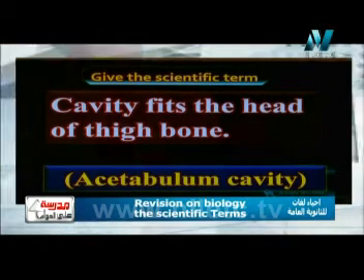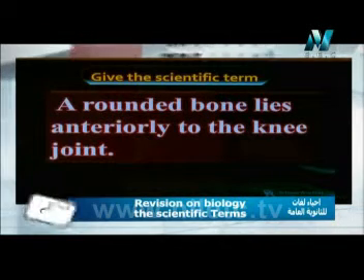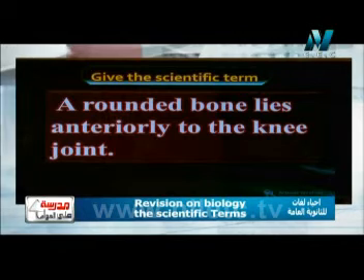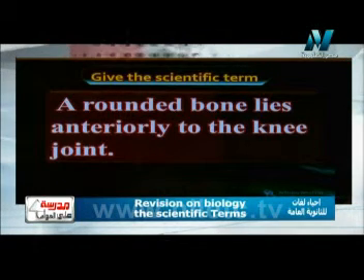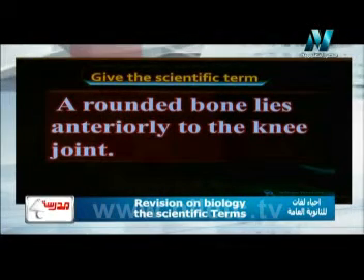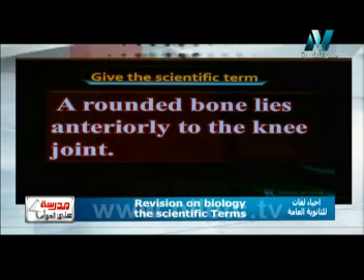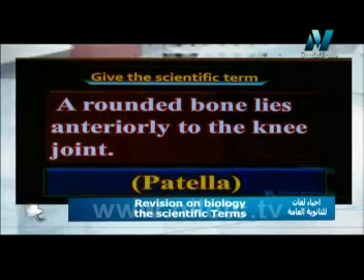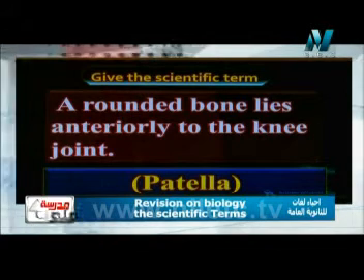The next question. A rounded bone lies anterior to the knee joint. The question asks about a round bone on the knee joint. It is the patella, and it's also called the kneecap.